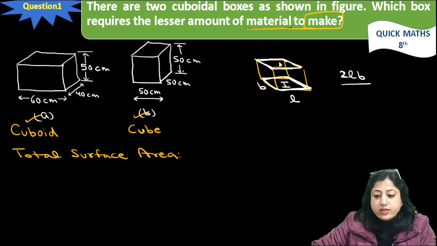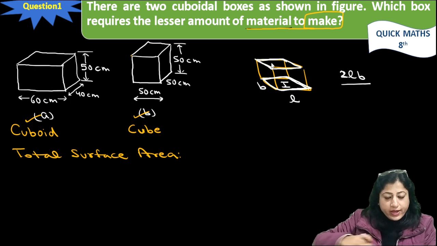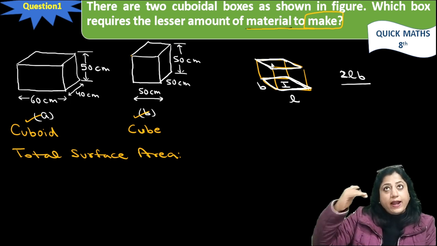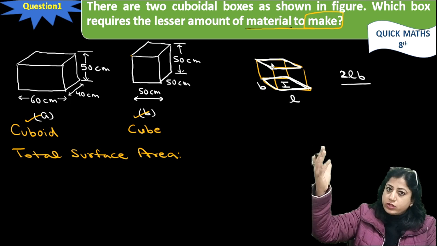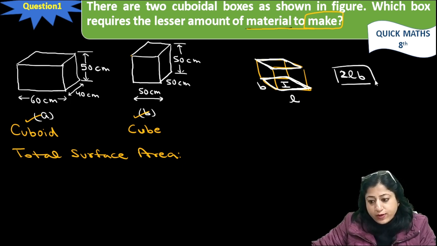The first is the ground face and the second is the roof face, because this room is also a cuboid. The floor area is rectangular, and similarly the roof area is also a rectangle. So in the case of a rectangle, the two opposite faces are LB and LB, so it is 2LB.